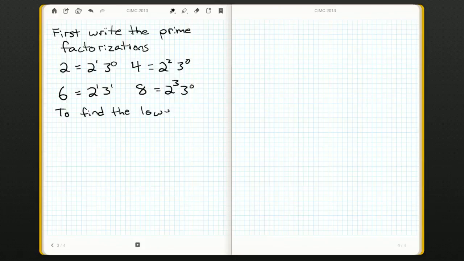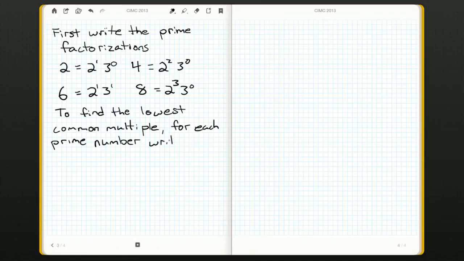So we're asked to find what amounts to the lowest common multiple. To find the lowest common multiple of a bunch of numbers written in prime factorization form, for each prime number, we find the highest exponent.